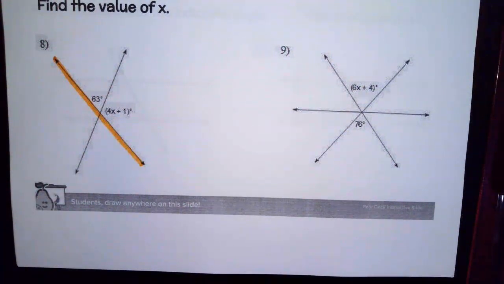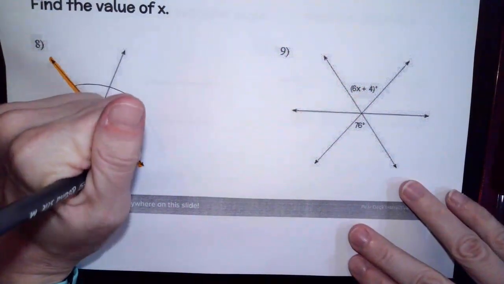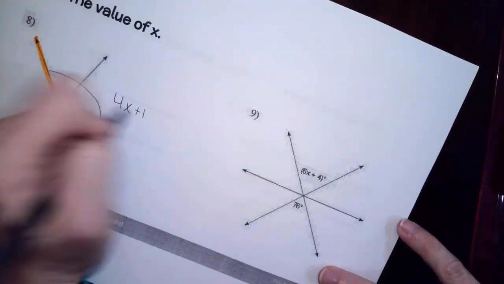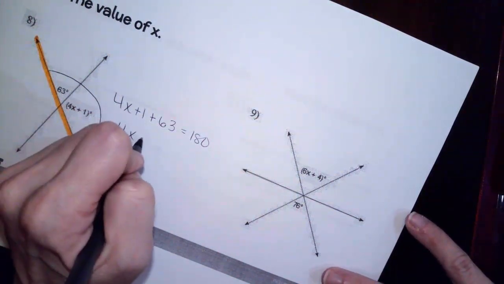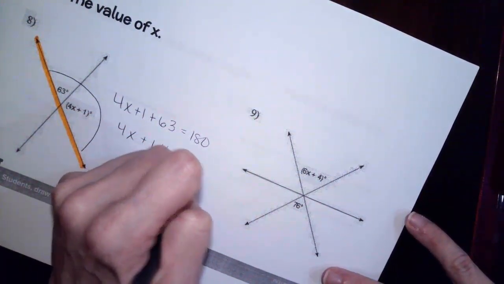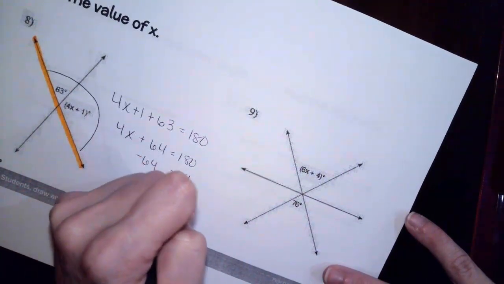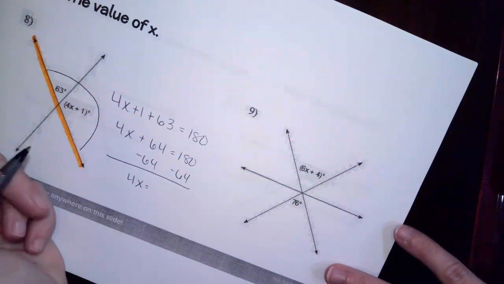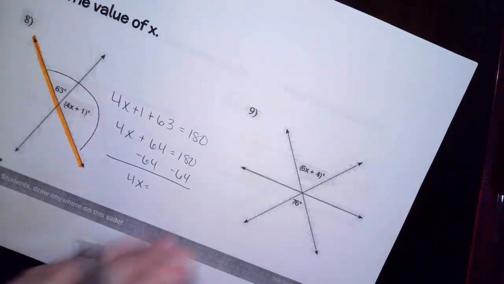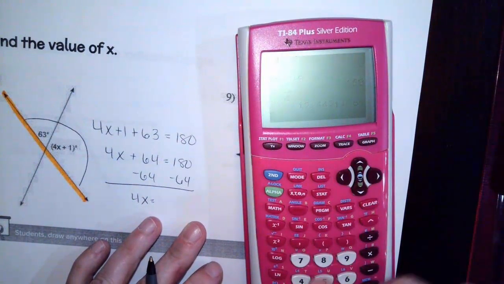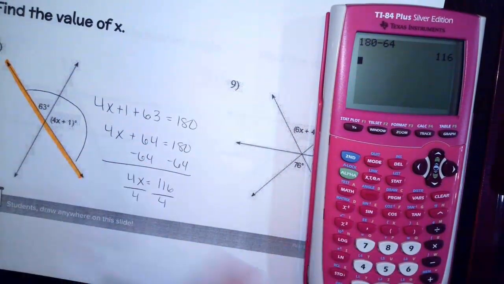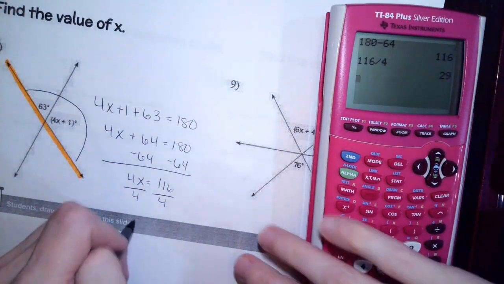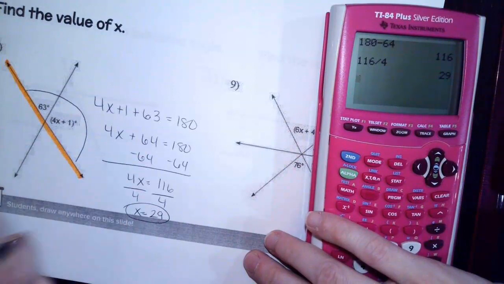And there's always 180 degrees available on a straight line. So 4x plus 1 plus 63 equals 180. So that's 4x plus 64 is 180. We got to subtract that 64 from both sides. I think that's going to leave us with 116. Let's break out the calculator. Yep, 116. Divide that by 4, and 116 divided by 4 gives us 29.